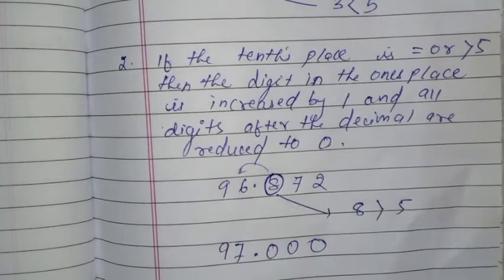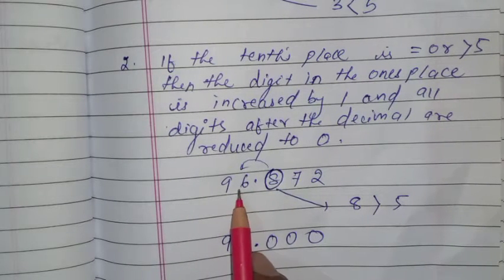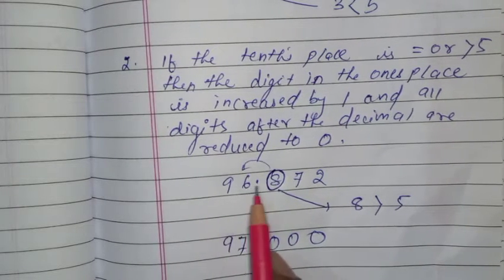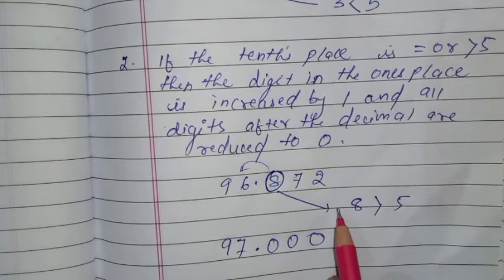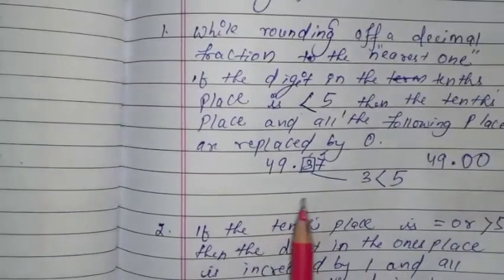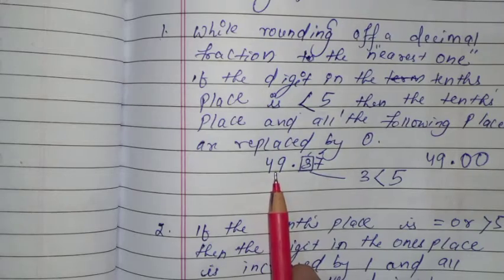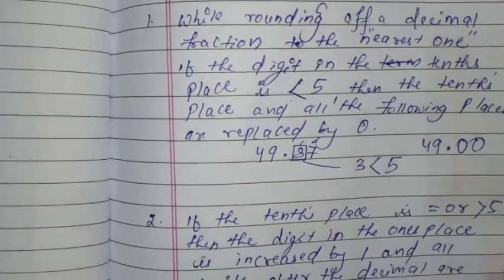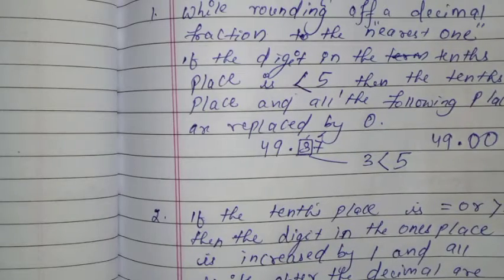If the tenths place is greater than 5, then you have to add 1 in the whole number part and the rest will be 0.000. Clear? If it is smaller than 5, then what do you have to do? Just put the 49, no need to add in the whole number part, and the rest would be 000. Okay, in this way you can solve.